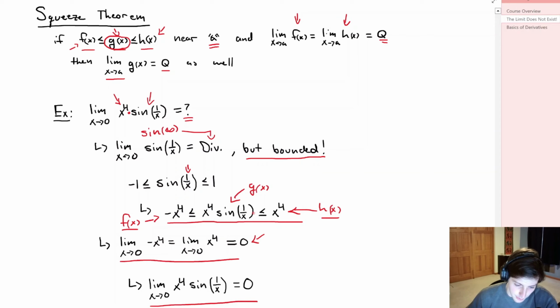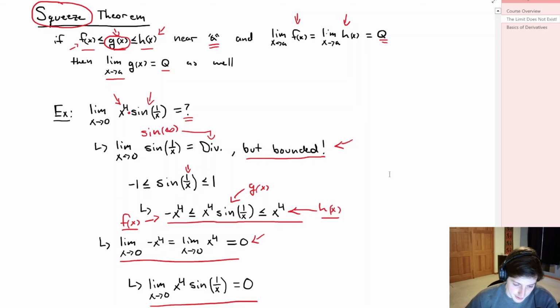We probably could have cut some corners here once we knew that this function was bounded and the other one went to 0, because 0 multiplied by something that is non-infinite, we'd probably expect a 0. But just for proving out the squeeze theorem, we went through this example.